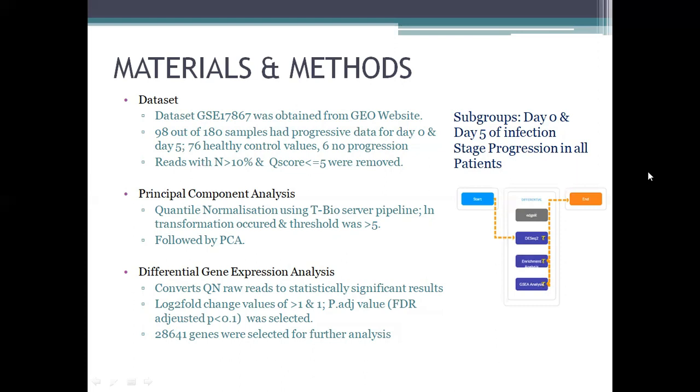It was followed by the principal component analysis step. Here, first quantile normalization using the T-bio server was performed. The log transformation occurred and the threshold was kept to less than 5, followed by PCA.